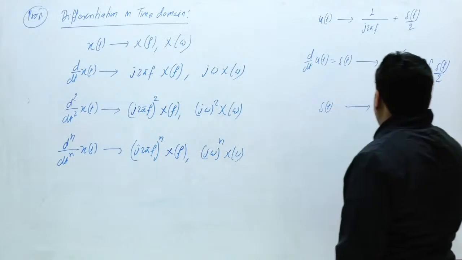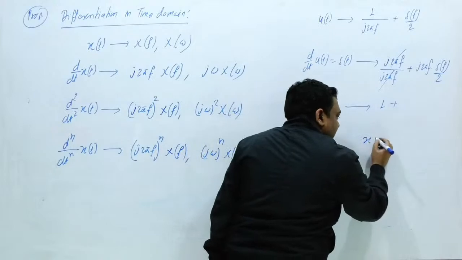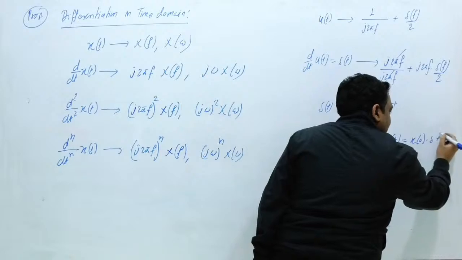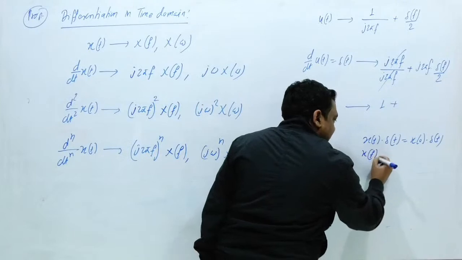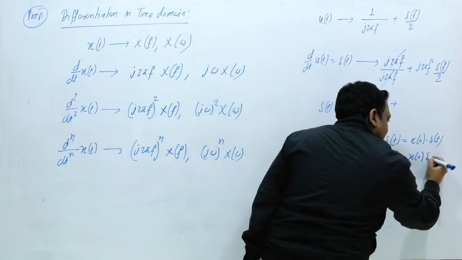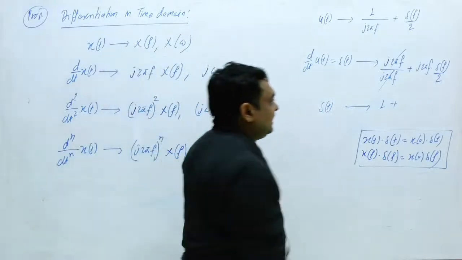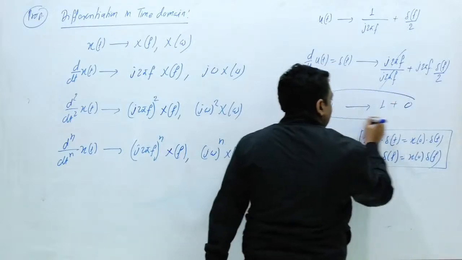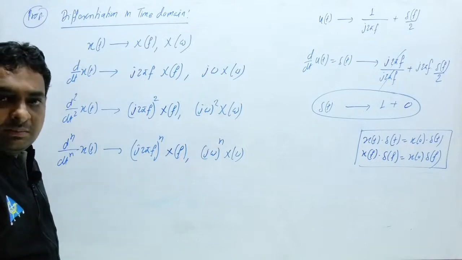So the Fourier transform of del t is 1 plus this quantity, and already you know the property of the del function: x(t) multiplied by del t is nothing but x(0) del t. Or you can say in frequency, x(f) multiplied by del f is x(0) del f. You should remember this property of the del function. Here f will be 0, and 0 multiplied by anything will be 0. So the second term will be 0. Your answer is 1. This property is perfect.